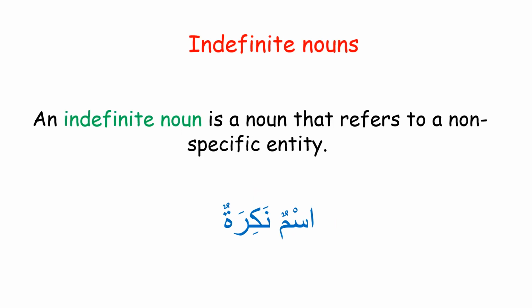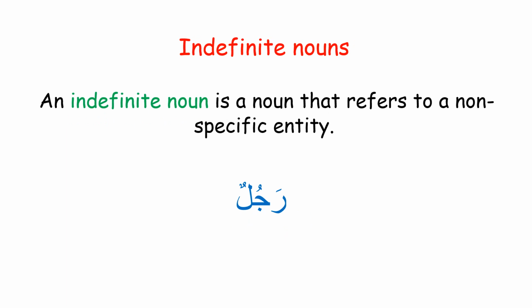Starting with indefinite nouns. An indefinite noun is a noun that refers to a non-specific entity, and it is called ismun nakira. The word rajulun, for example, does not refer to a specific man. In fact, it can refer to any person as long as it is a man. And what makes this noun indefinite is the tanween, or more specifically the double dhamma that appears on top of its last letter. We have already explained tanween in a separate series called Tanween Sign of Indefiniteness.